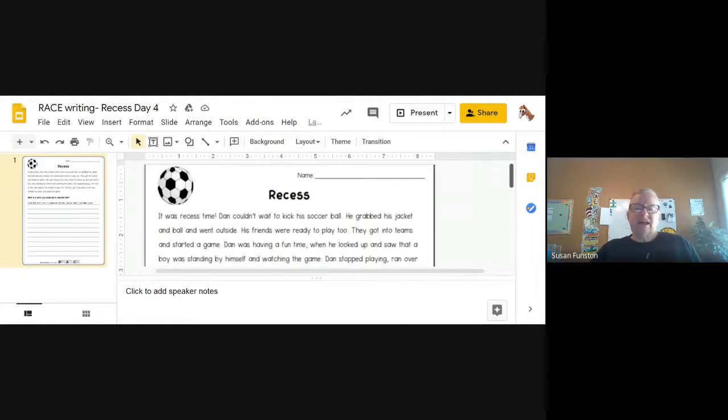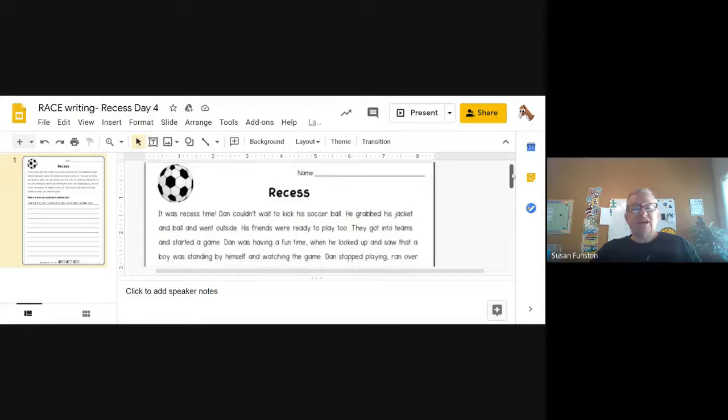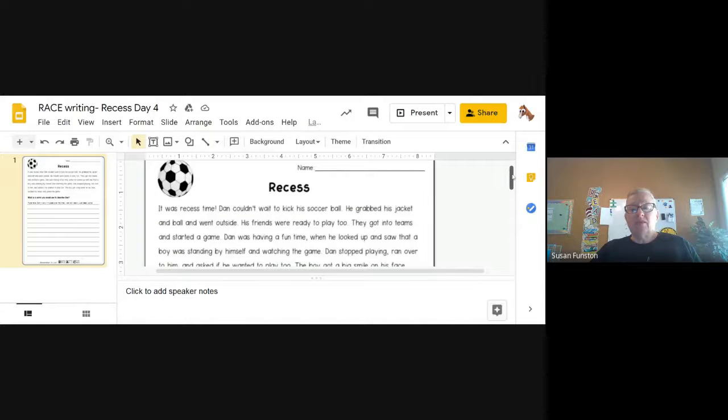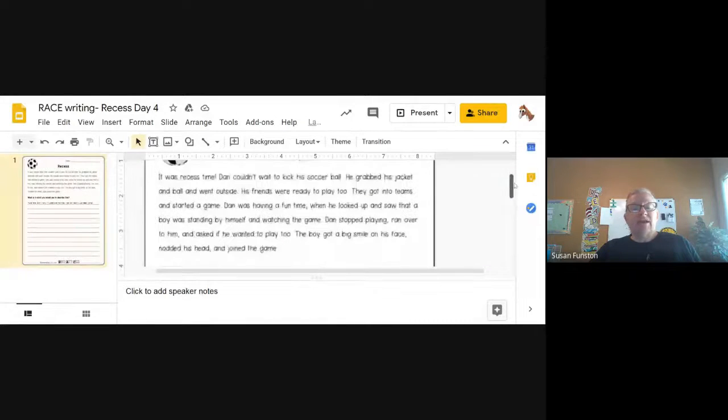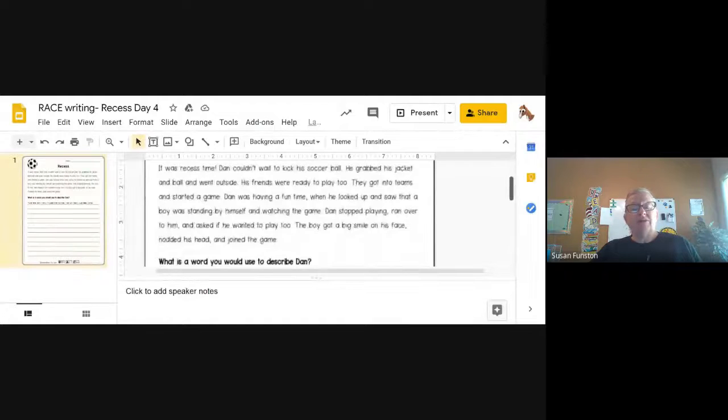It was recess time. Dan couldn't wait to kick his soccer ball. He grabbed his jacket and ball and went outside. His friends were ready to play too. They got into teams and started a game. Dan was having a fun time when he looked up and saw that a boy was standing by himself and watching the game. Dan stopped playing, ran over to him, and asked if he wanted to play too. The boy got a big smile on his face, nodded his head, and joined the game.